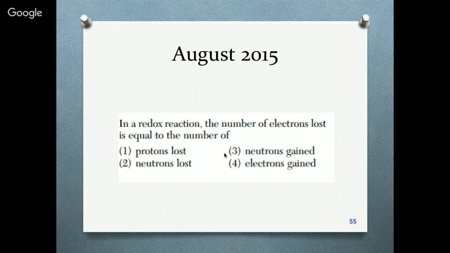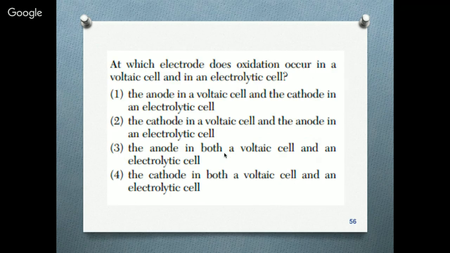Okay, so that was the last one, January. Moving backwards, August 2015. In a redox reaction, remember redox means oxidation reduction, just put into one word, the number of electrons lost is always equal to the number of electrons gained. You have to have conservation of charge, energy, mass. The number will always be the same.